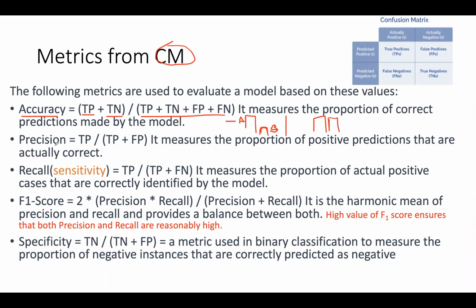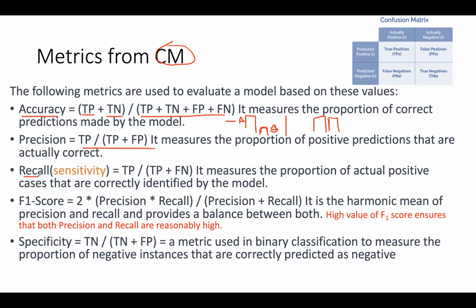Now let's move on to precision. Precision is given by this equation: true positive divided by true positive plus false positive. In other words, it tells us how many predictions are actually positive out of all the total positive predicted. A false positive means we predicted positive and it's actually false. Essentially we include everything that was predicted as positive, so it measures the proportion of positive predictions that are actually correct.